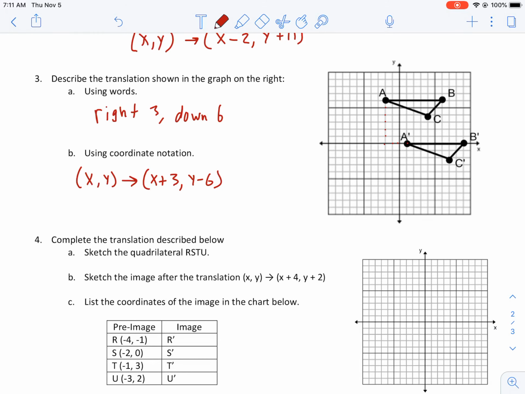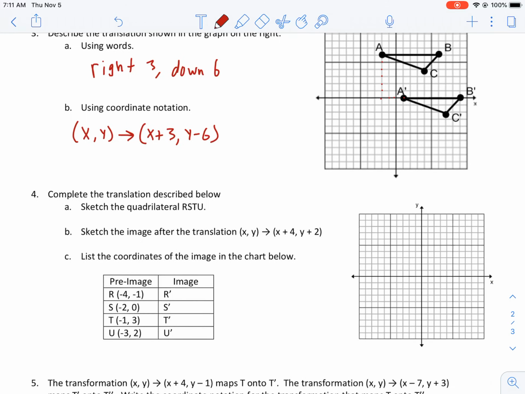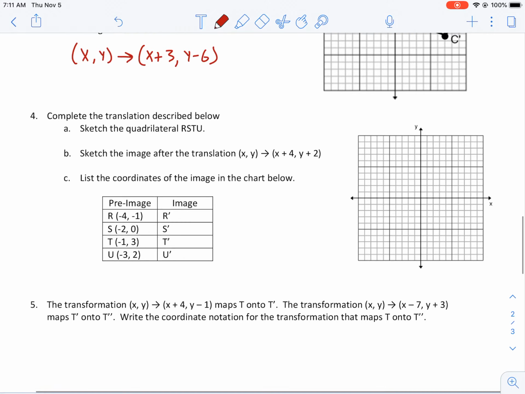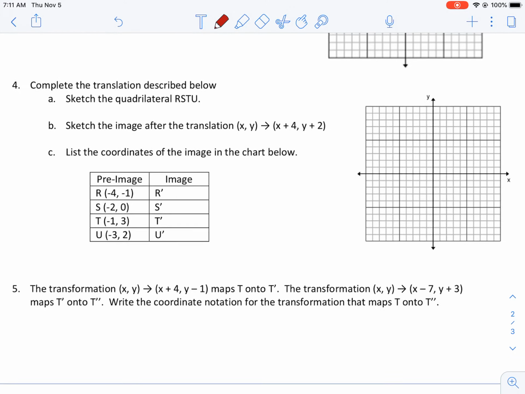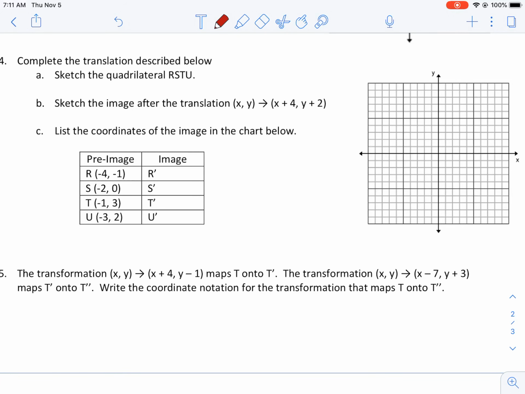You're more than welcome to try these on your own too. Pause the video and then come back and see the answer. I don't think these are that difficult.